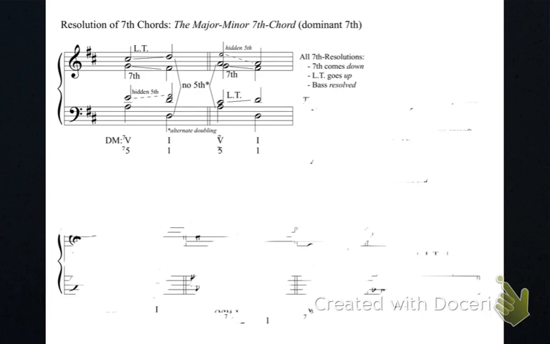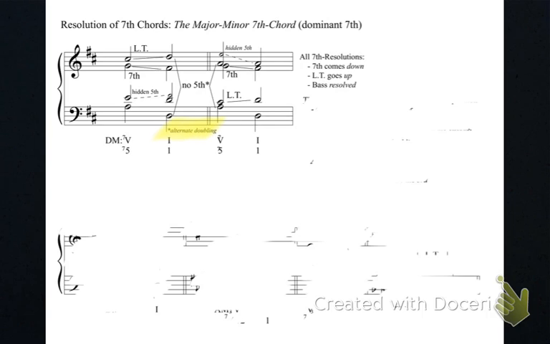Now let's look at the resolution of the seventh chord, starting with the major minor seventh chord. Most common resolution and most important resolution, because it is part of the 5-1 cadence. And let's start exactly with that. We have the 5-1 cadence written here, and you immediately notice that there is the necessity of an alternate doubling.